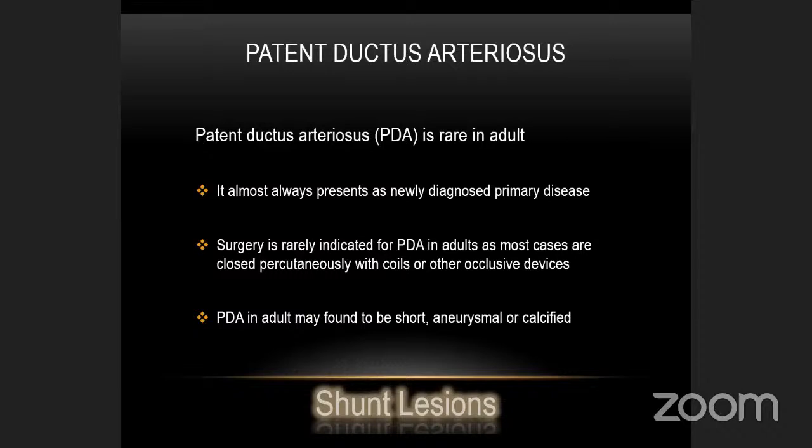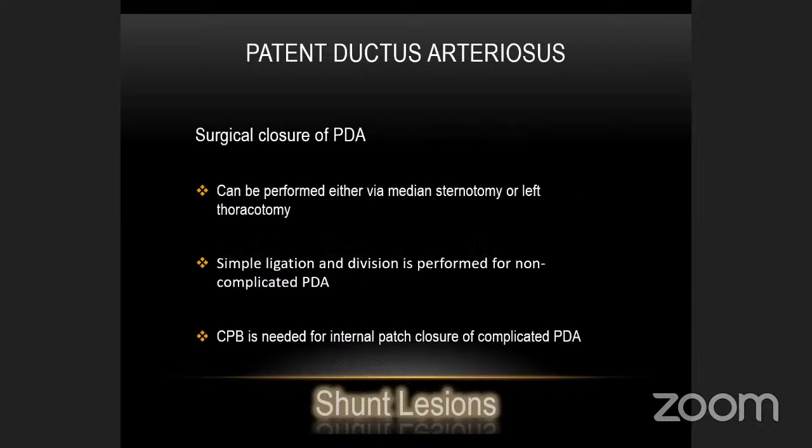The third shunting lesion is patent ductus arteriosus, which is rare in adults. It almost always presents as a newly diagnosed primary disease. Surgery is rarely indicated for PDA in adults, as most cases are closed percutaneously with a coil or other closure device. PDA in adults may be found to be short, aneurysmal, or calcified. Surgical closure can be performed either via median sternotomy or left thoracotomy. Simple ligation and division is performed for uncomplicated PDA, but cardiopulmonary bypass is needed for internal patch closure of the ductal orifice through the pulmonary trunk in complicated PDA.